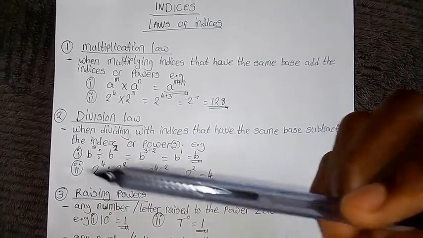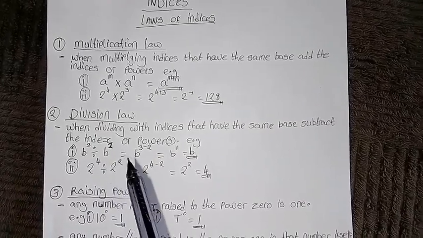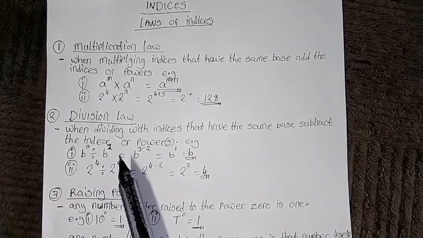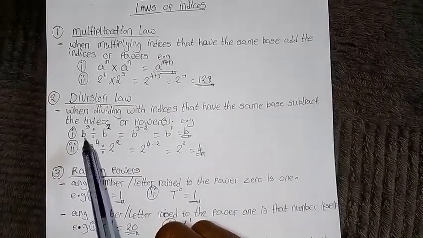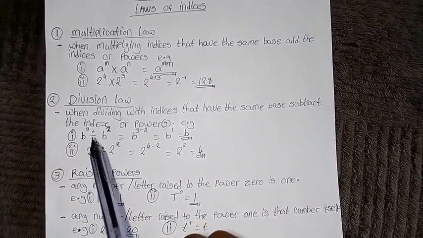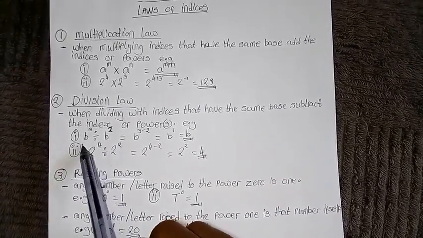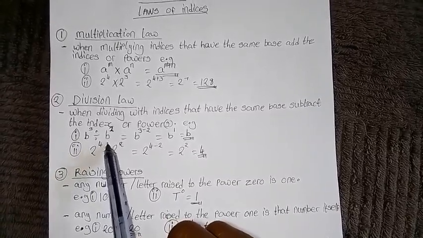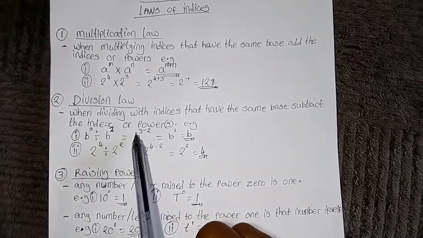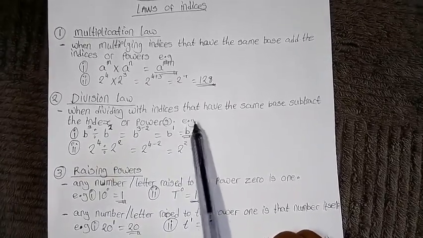Now let's look at the division law. The division law states when dividing indices that have the same base, subtract the index or power. I have an example here. Let's say you're given b power 3 divided by b squared. The law of indices for division states that when the bases are the same, so this b and the b, you have to subtract the powers, which is the 3 and the 2. So 3 minus 2 is equal to 1. So b raised to the power 1 is the same as b.